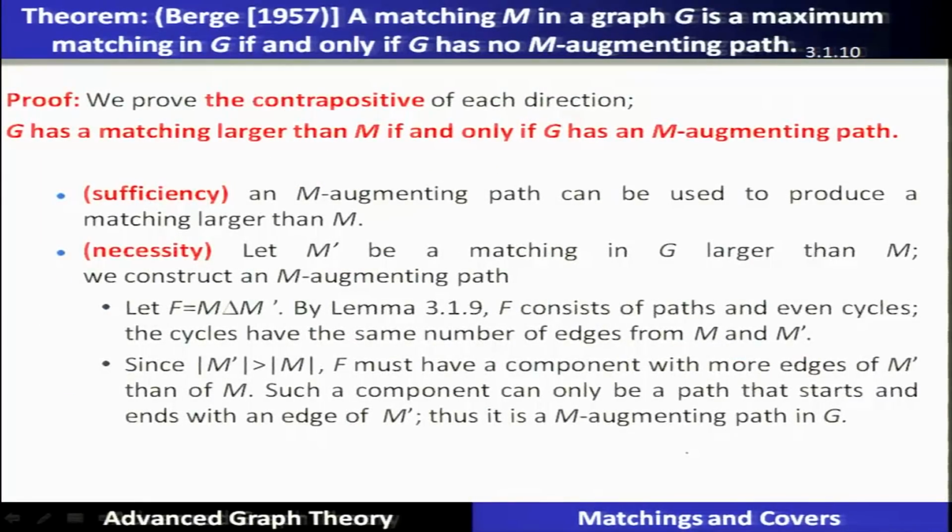There is a theorem given by Berge in 1957 which states as follows: a matching M in a graph G is a maximum matching in G if and only if G has no M-augmenting path. This statement we have already seen earlier through an example, but let us see the theorem. This is a very important theorem given by Berge. So, again I am repeating this particular theorem: a matching M in a graph G is a maximum matching if and only if it has no M-augmenting path. So, it characterizes a maximum matching.